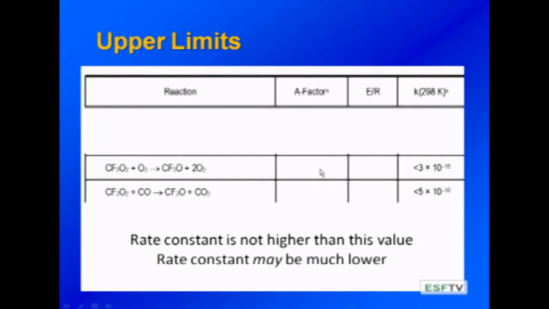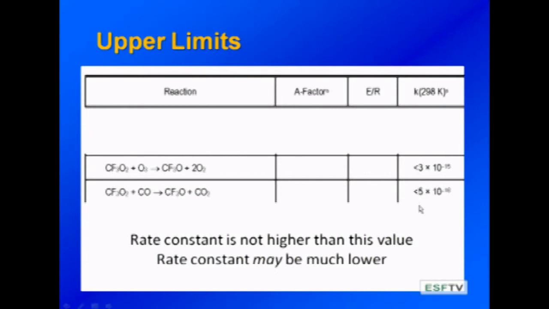Here's, from the same page, another couple of reactions where they don't list an A factor and they don't list an activation energy. What they list is an upper limit to the rate constant. So at room temperature, they say the rate constant is less than 3 times 10 to the minus 15 in this case, and in this case, less than 5 times 10 to the minus 16. What this means is that there's experimental data in which they didn't succeed in measuring the rate constant, but they were able to determine that it was slower than a certain value. If it was faster, they would have been able to measure it.